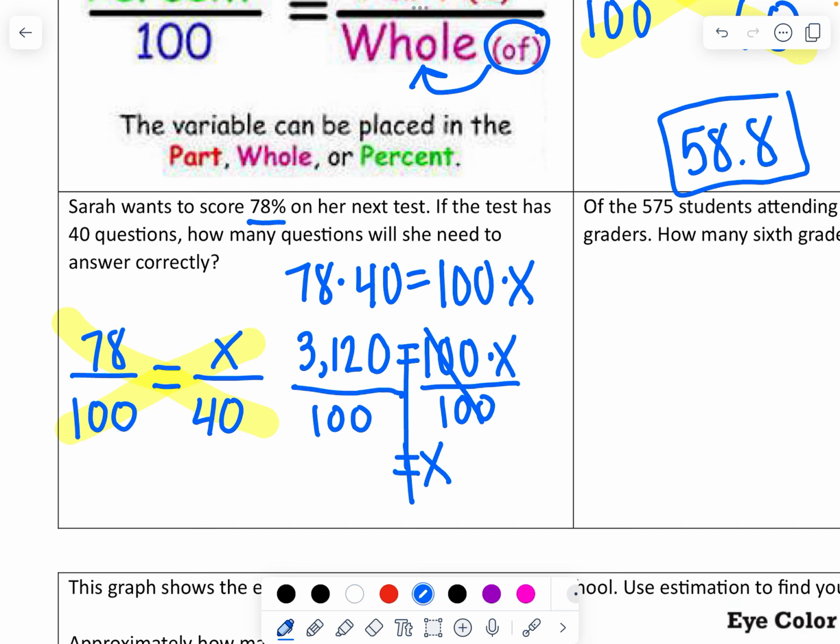On the left side, remember when you divide by 100, all you're doing is moving your decimal twice to the left. So it started there, and you're moving it twice to the left, and you would get 31.2. If you needed to, you can put that in your calculator, and that would be our answer. You probably can't get 0.2 of a question right, so she would need about 31 questions correct to get a 78 on the test.